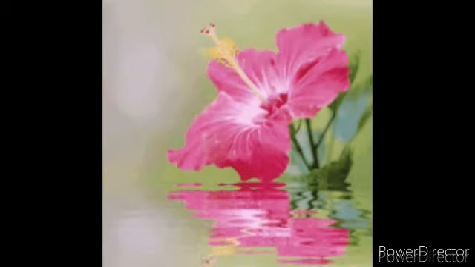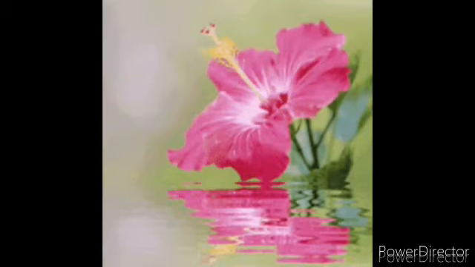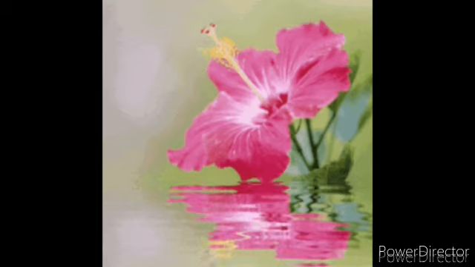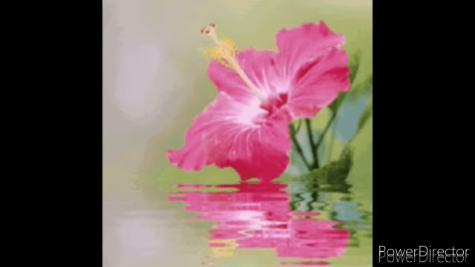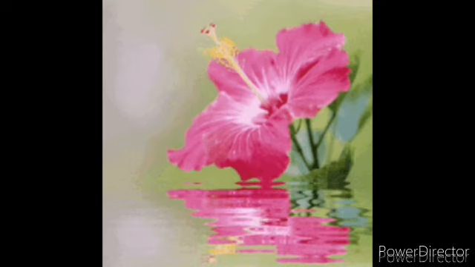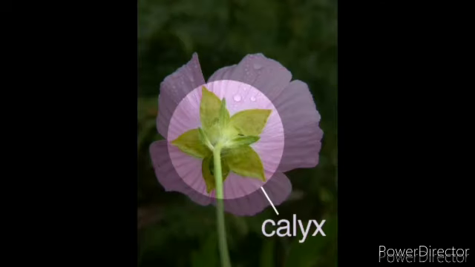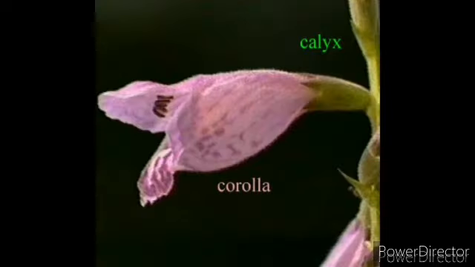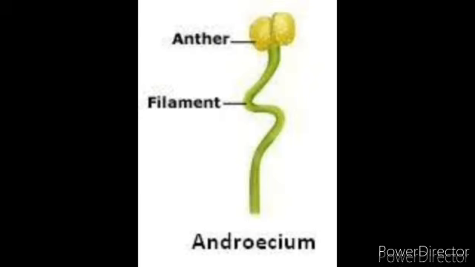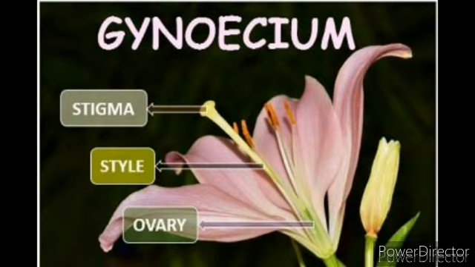The flower. A flower is usually the most beautiful and colorful part of a plant, which serves as a reproductive organ. It consists of four major parts or whorls, that are calyx, corolla, androecium, and gynoecium.